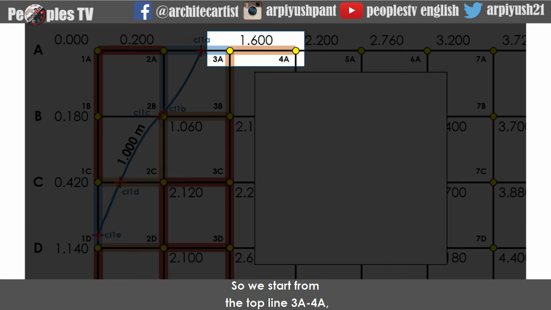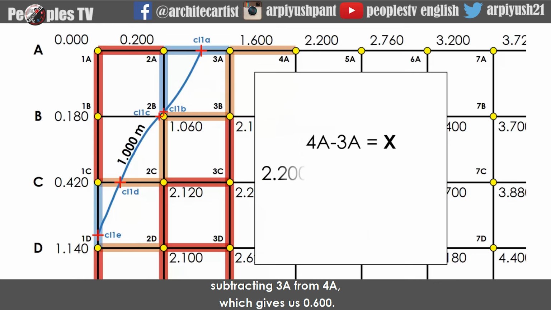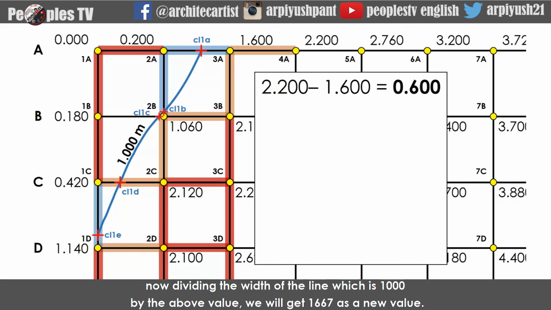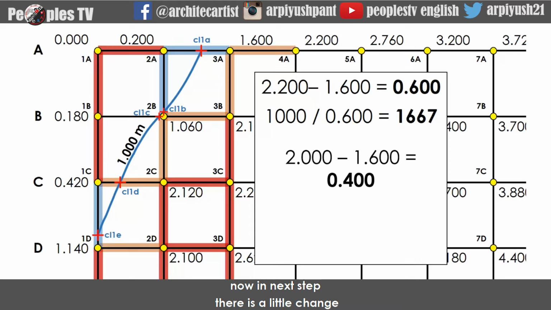So we start from the top line 3A 4A, subtracting 3A from 4A, which gives us 0.600. Now dividing the width of the line, which is 1000, by the above value, we will get 1667 as a new value. Now in the next step, there is a little change.